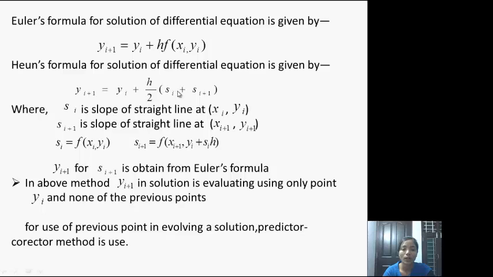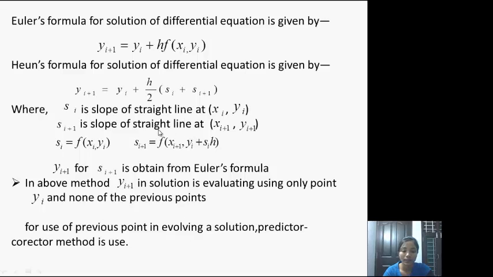In this Heun's formula, Si is the slope of the straight line at the initial point, and Si plus 1 is the slope of the straight line at the next point. The slope of the straight line is given by f of xi comma yi and f of xi plus 1 comma yi plus 1. This yi plus 1 is obtained from our Euler's formula, that is by this. In the above method, yi plus 1 in the solution is evaluated using only point yi.